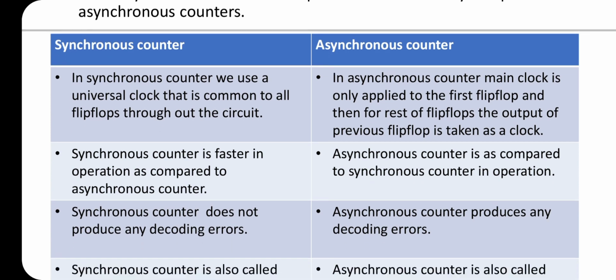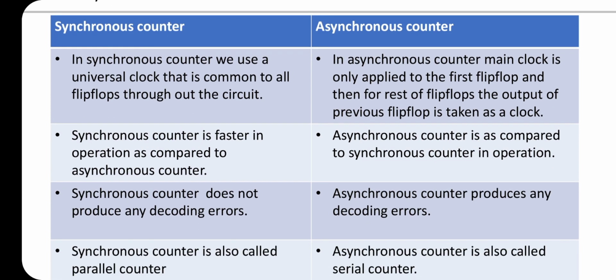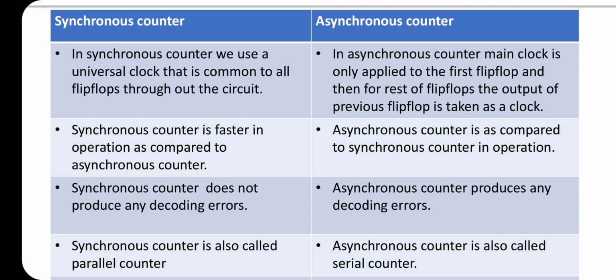The difference between synchronous and asynchronous counters. In synchronous counter, we use a universal clock that is common to all flip-flops throughout the circuit. In asynchronous counter, the main clock is only applied to the first flip-flop, and then for the rest of the flip-flops, the output of the previous flip-flop is taken as a clock. Synchronous counter is faster in operation as compared to asynchronous counter.